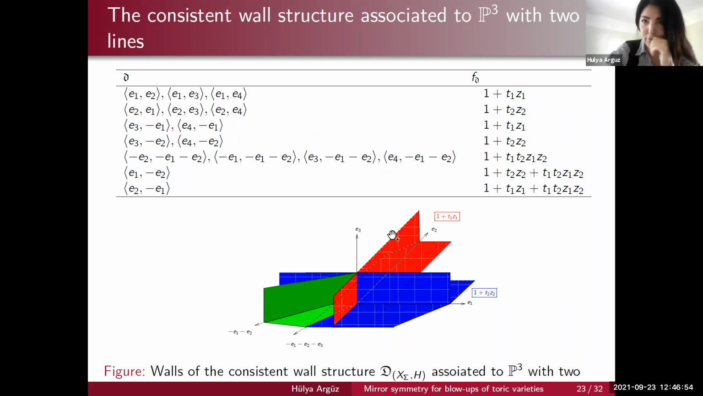This means that in this example, we actually had infinitely many walls, and the algorithm never stopped. But we observed, we guessed, and it turned out to be correct. We proved that those infinitely many walls could be replaced by finitely many walls with these attached wall-crossing functions.